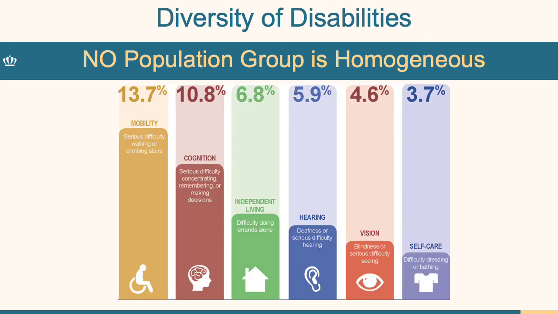As mentioned earlier, no population grouping is homogeneous. This is certainly true of people with disabilities, each of which is experienced differently. The most prevalent disability relates to mobility, followed by cognition. Just as a person can be of more than one race, someone can also have more than one disability.